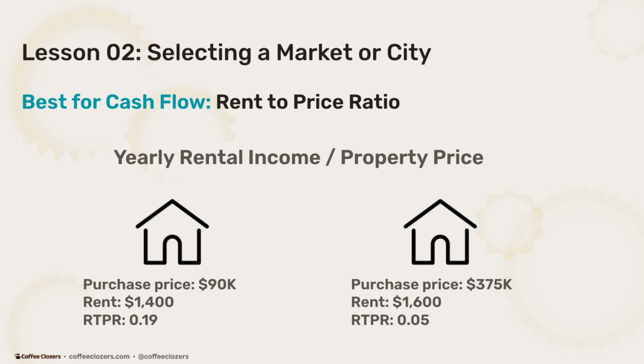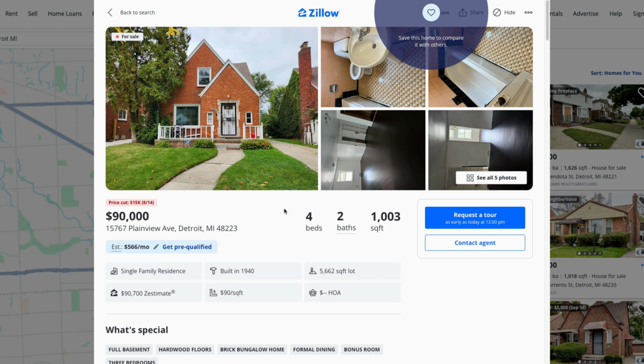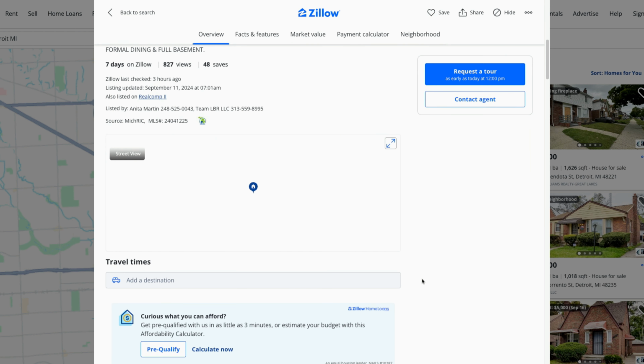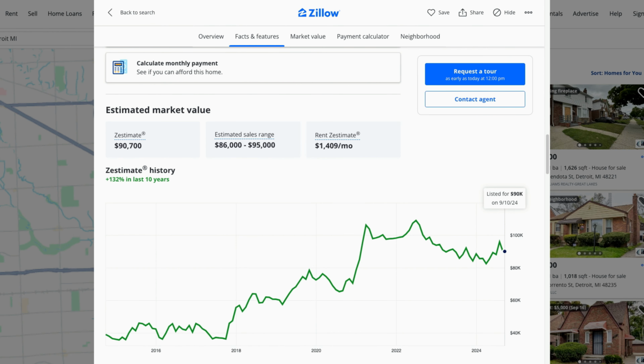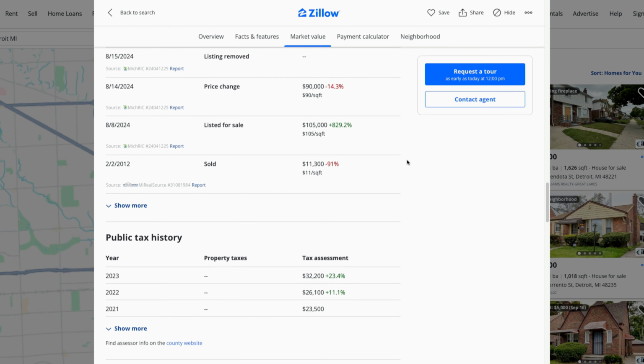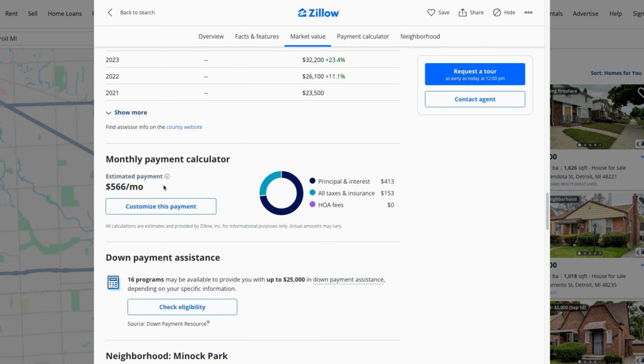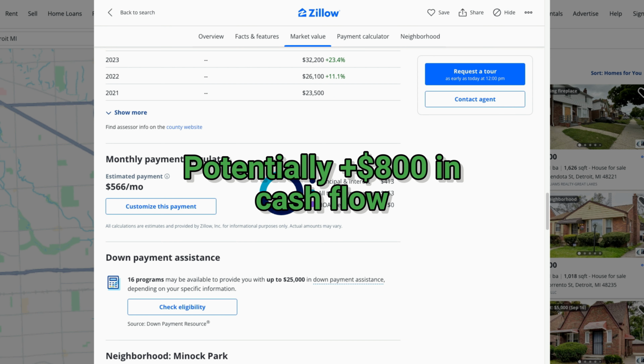So these 2 examples I actually have pulled directly from real listings. The first one, $90,000. This is on Zillow. And if you go down, you could see the rent estimate, which again is an estimate, not an exact. But the rent estimate is $1,400. And we can also go down to the estimated payment, about $600. Just eyeballing this, it's about $800 in cash flow.